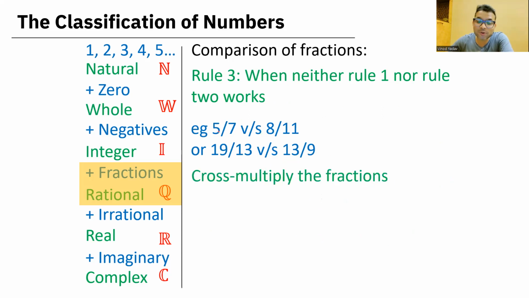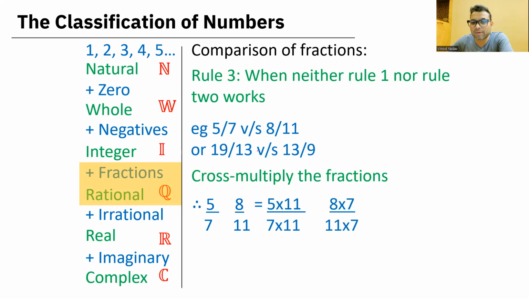Yeah. Let's see. Cross multiply. Then this will work. So 5 by 7, 8 by 11, cross multiply. So 5 into 11, 8 into 7. Actually, what are we doing? We try to make the denominators equal. Yeah, 7 into 11, 11 into 7.